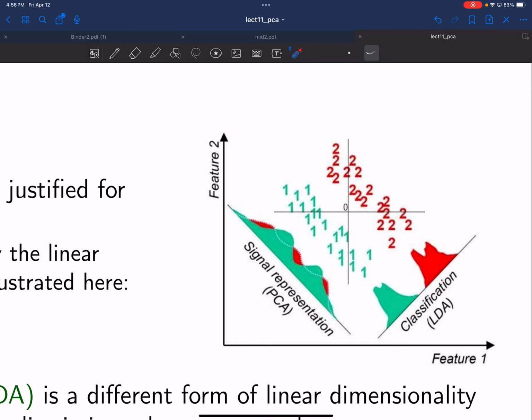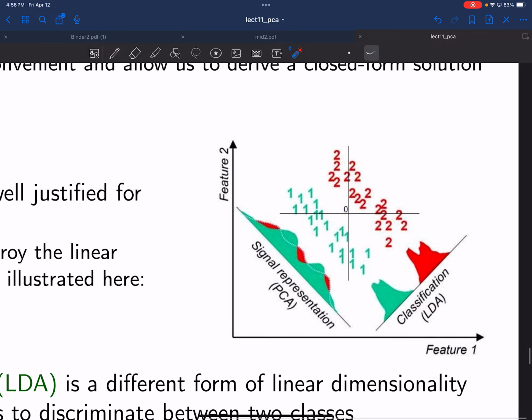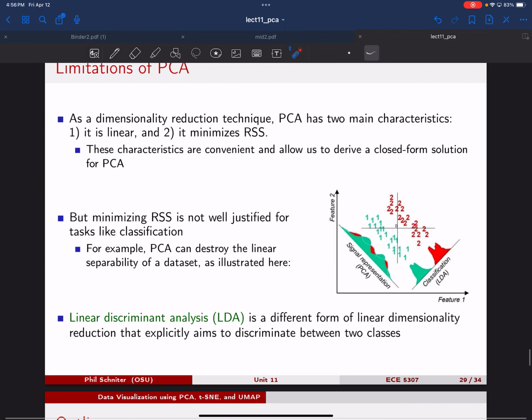So this doesn't necessarily always happen as catastrophically as this, but it shows you that their objectives are really not aligned. And so you don't expect that PCA is necessarily going to help you if your end goal is to do classification. It may help you in the sense of reducing your complexity of training your classifier or something like that, but it's not expected to help your performance. Okay, so any questions on that?